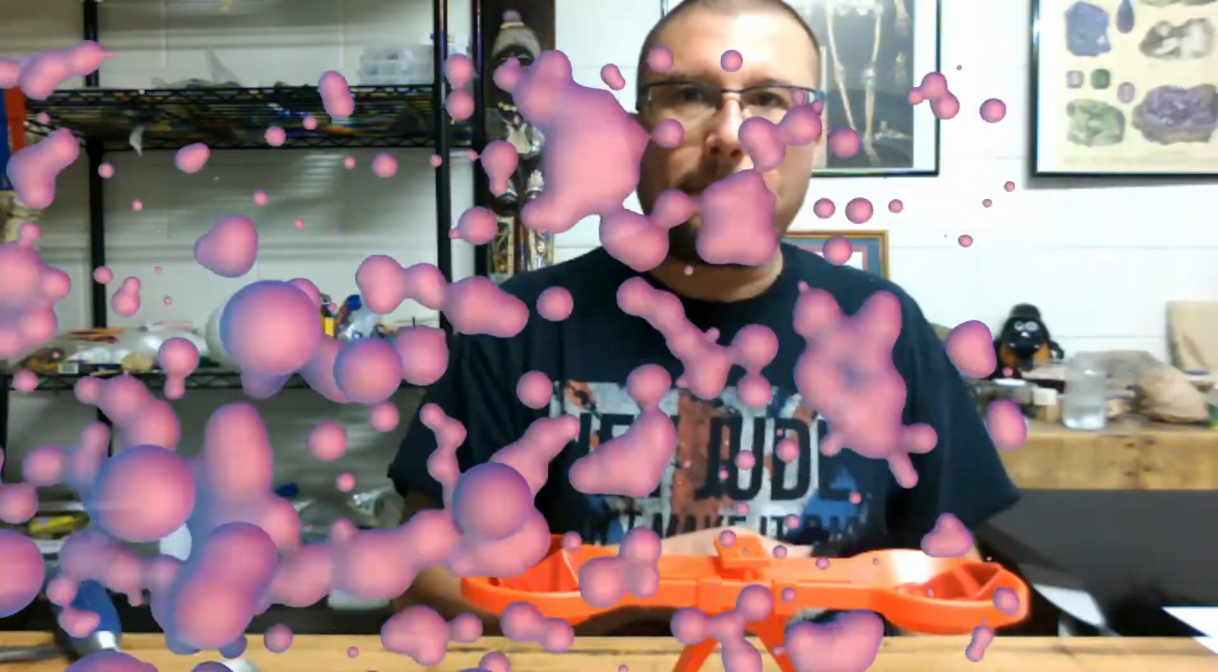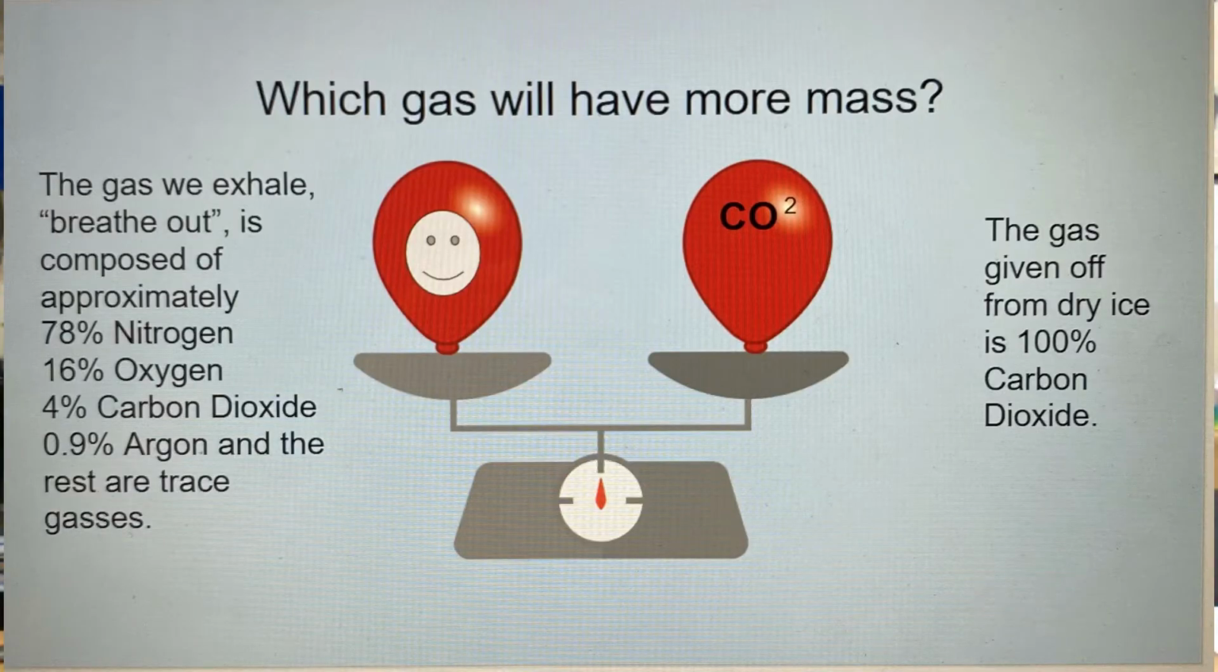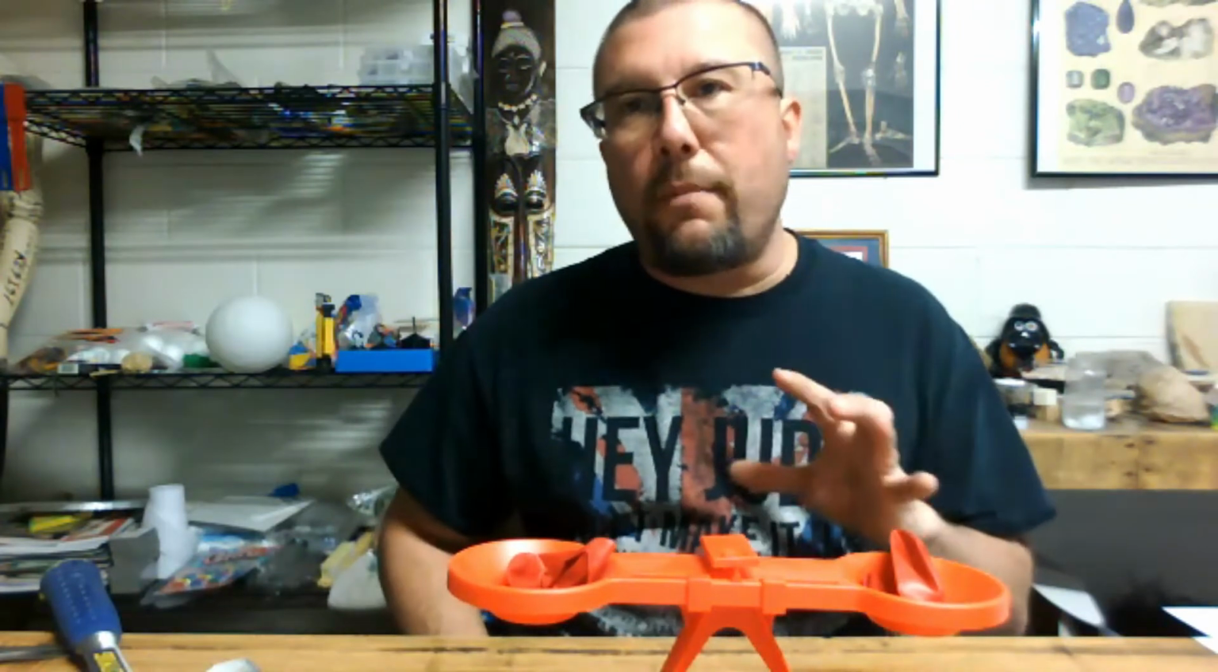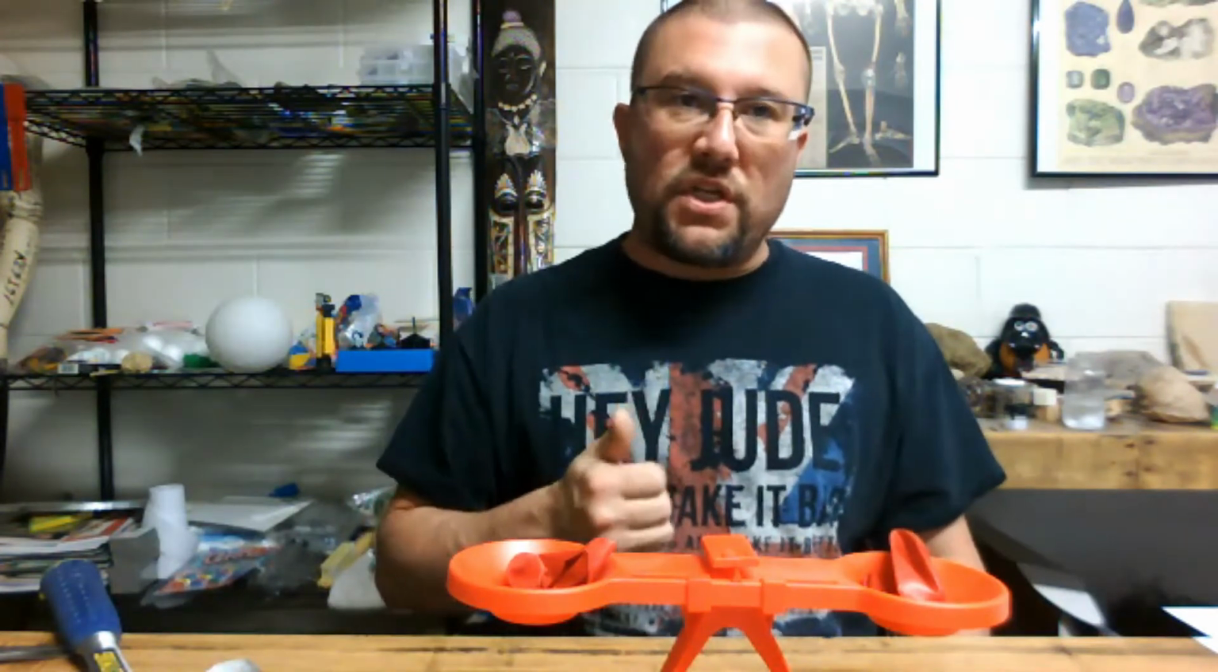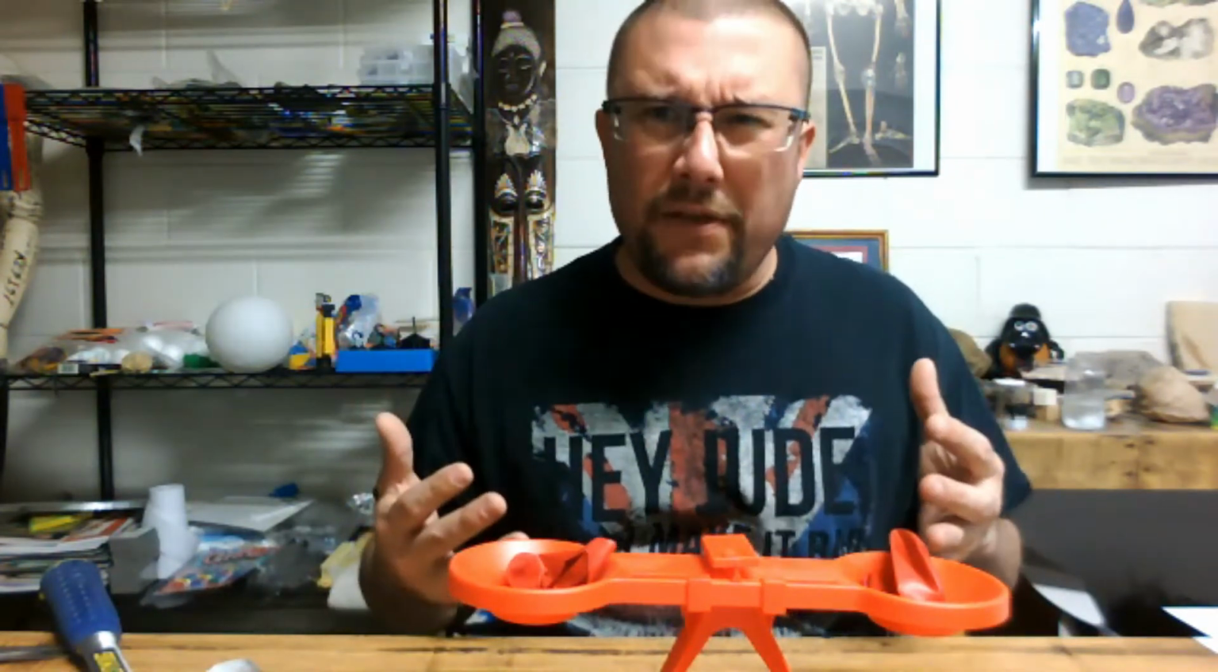For example, the gases that we exhale when we blow up a balloon are made up of about 78% nitrogen, 16% oxygen, 4% carbon dioxide, 0.9% argon, and then the remaining stuff is just other trace gases. When our balloon gets blown up by the dry ice, it is 100% pure carbon dioxide. So, one balloon is going to have pure carbon dioxide, only CO2. The other balloon, the one that we blew up, is going to have nitrogen, oxygen, CO2, and some other stuff.